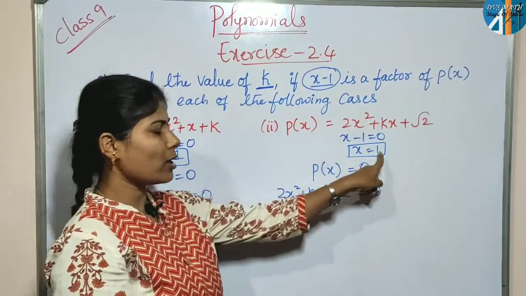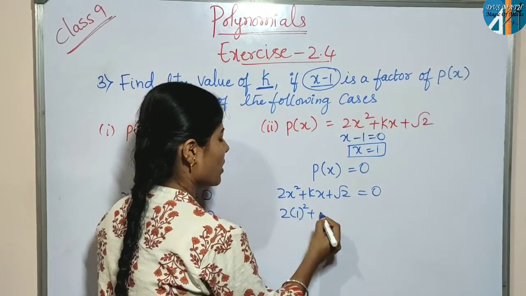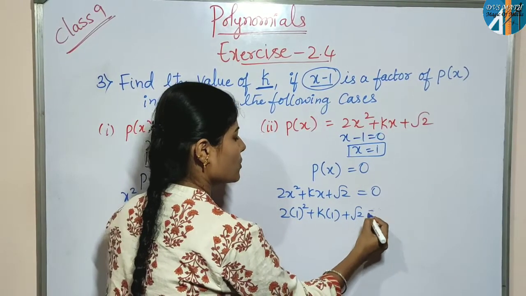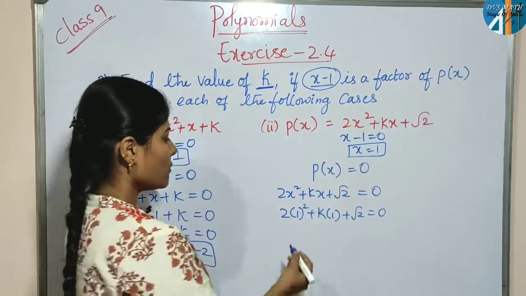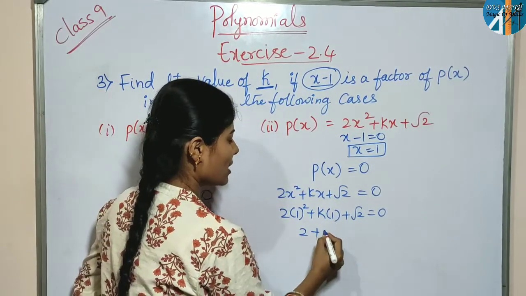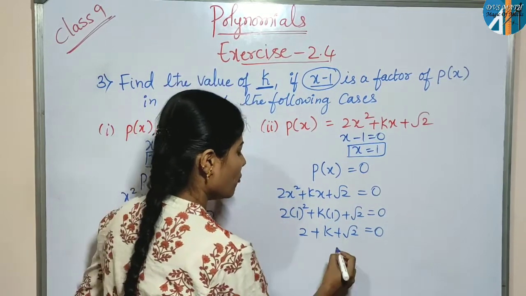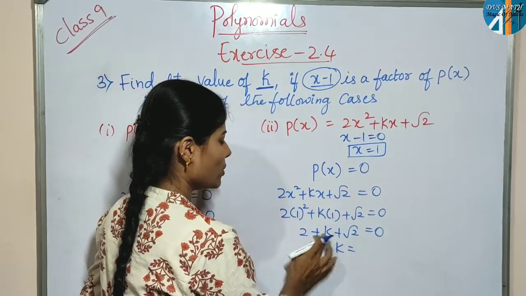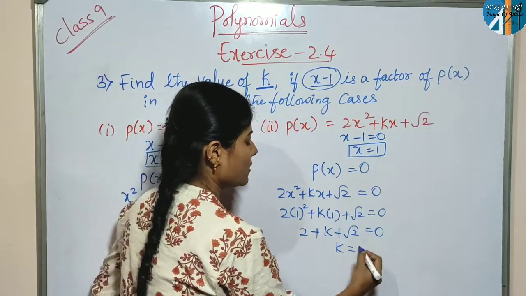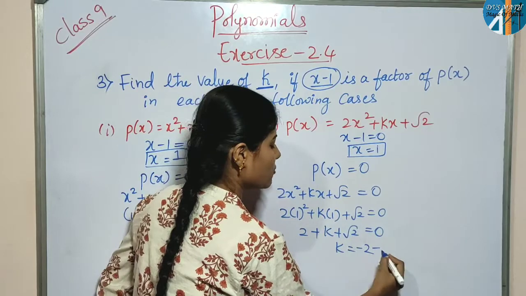Now take value of 1 in the place of x. So 2 into 1 square plus k into 1 plus root 2 is equal to 0. So now what is the answer? 1 square is 1. What happens to this? k into 1, so 2 plus k plus root 2 is equal to 0. Now we have to find the k value. So we have to send these two to the RHS. What happens to the 2? It is minus 2. Again this also, if you send that side, it is minus root 2.